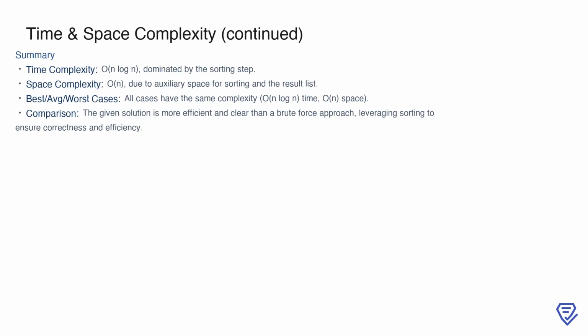The time complexity is O(n log n), driven primarily by the sorting step, while the space complexity is O(n), accounting for the auxiliary space during sorting and the result list storage. The best, average, and worst case scenarios all share the same complexities, O(n log n) for time and O(n) for space. Compared to a brute force approach, the given solution is more efficient and guarantees correctness by leveraging sorting to ensure the indices are returned in order. This makes it an optimal and robust approach for solving the problem.